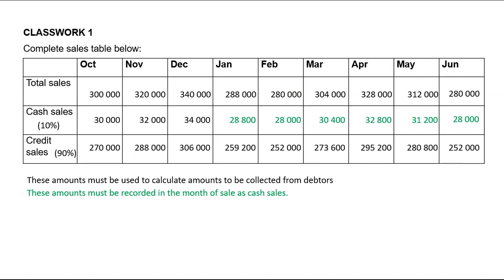For March, that's 304,000 times 1%, and April is 328,000 times 1%. For May, it's 312,000 times 1%. And for June, it'll be 280,000 times 1%, and that will give you your variable expenses.